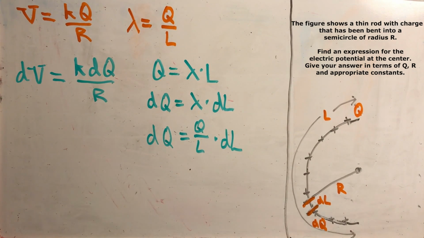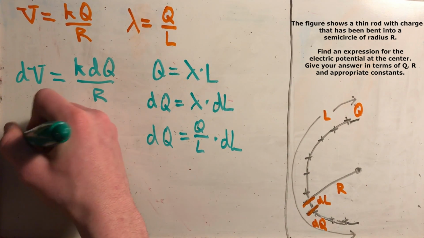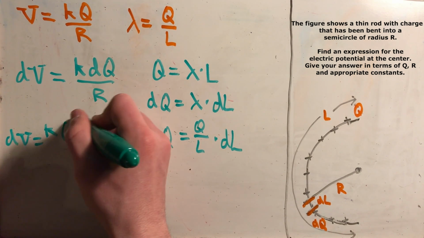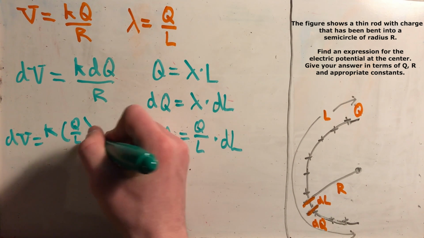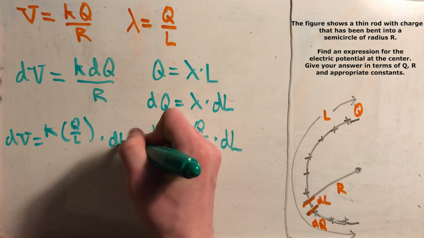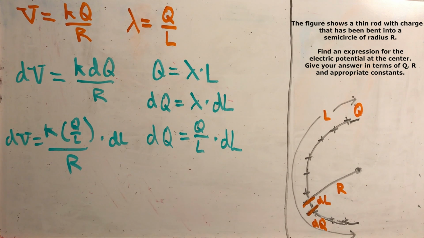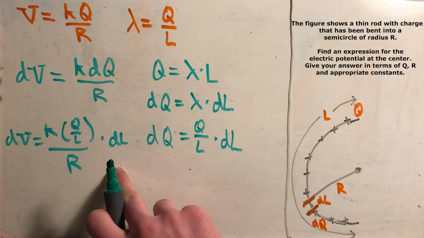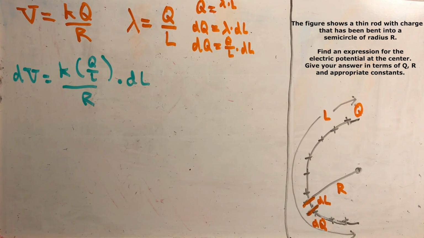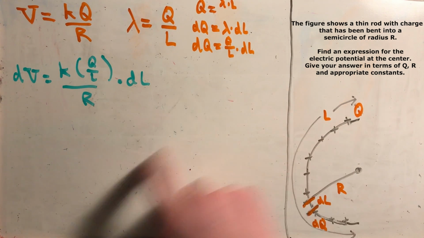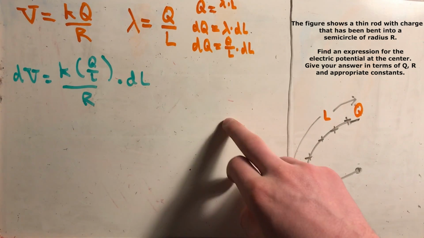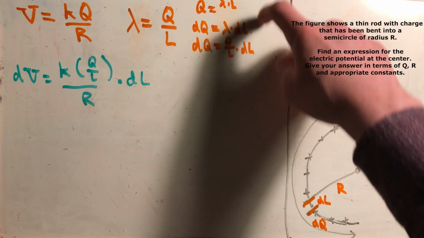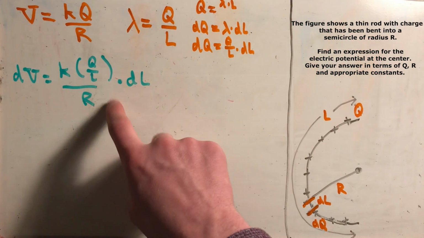So let's do that. That'll be dV equals K times Q over L times dl all over R. And I wrote it like that just to get dl on its own right here to make it easier later on. Okay, I have erased some of the stuff right here so that we can have more room. I have written our work to alter the linear charge density equation up here, so you can still look at that. So right now, this is what we have.